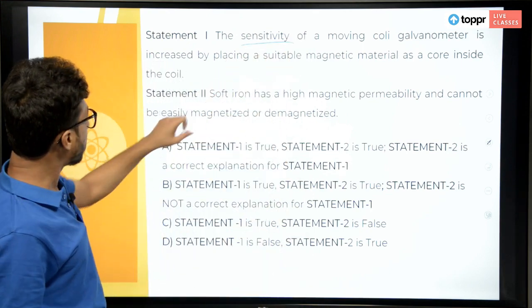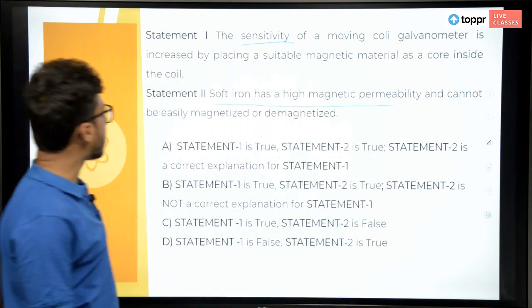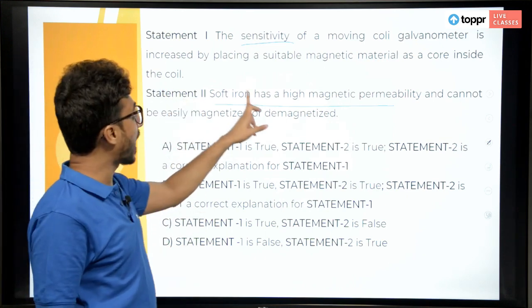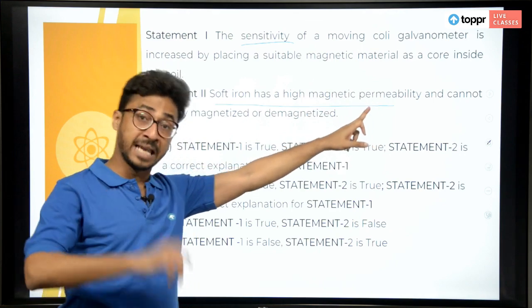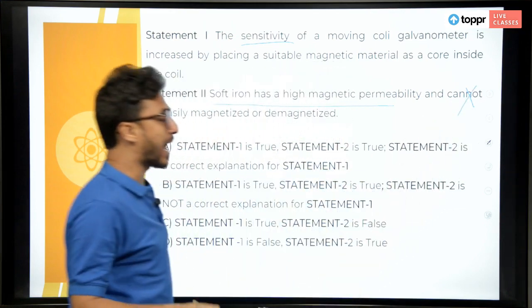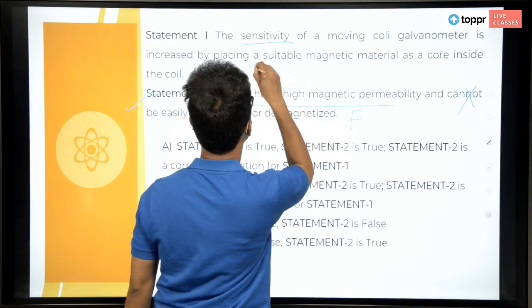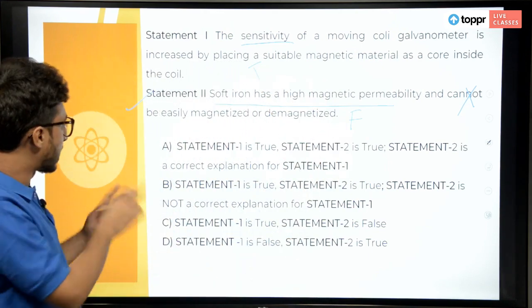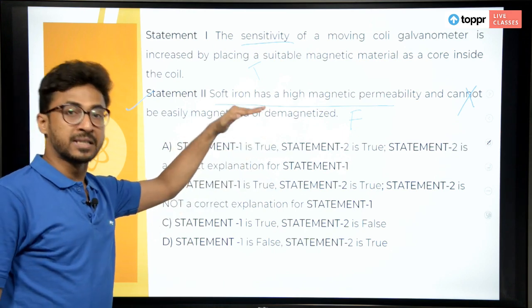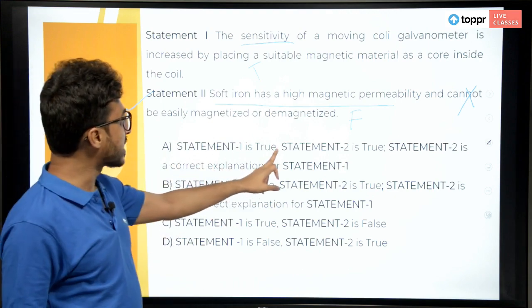Now statement 2: soft iron has a high magnetic permeability, and cannot be easily magnetized or demagnetized. Very wrong, very false, right? Soft iron has a high magnetic permeability and hence it can easily be magnetized and demagnetized, isn't it? So this is false, this is true. So you will get this kind of question where reasoning as well as first statement will be the statement and second statement will be the reason.